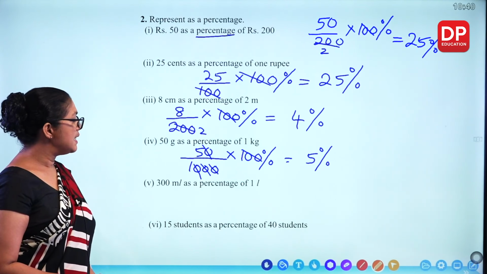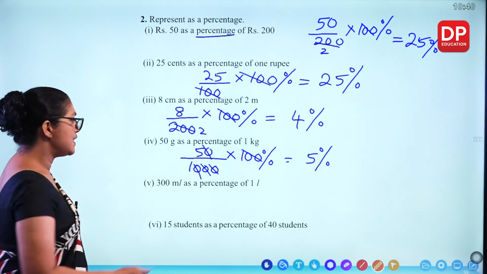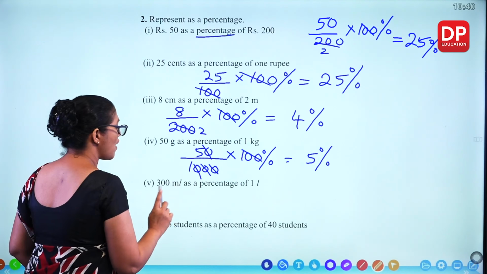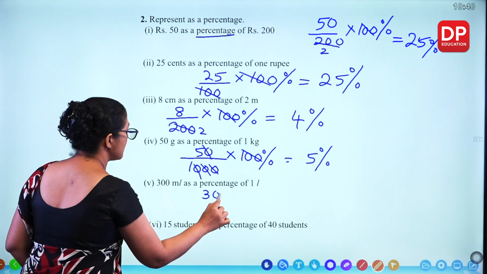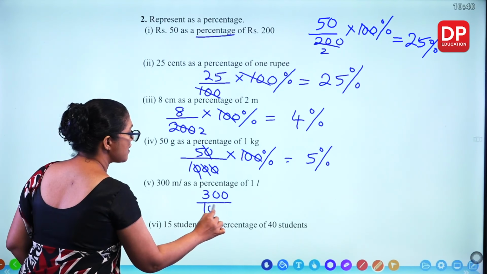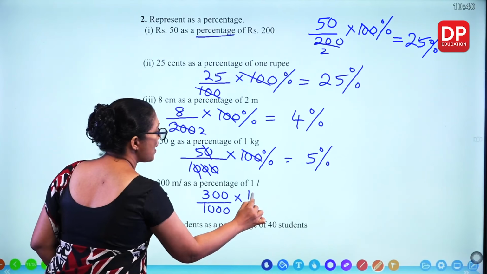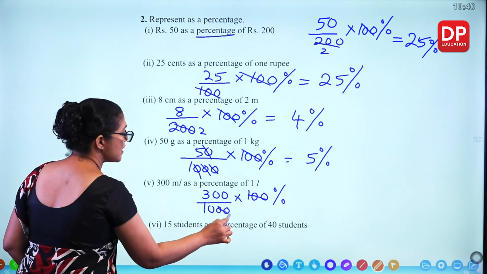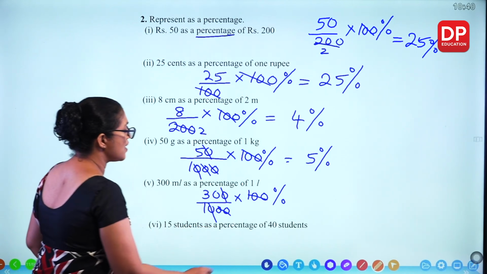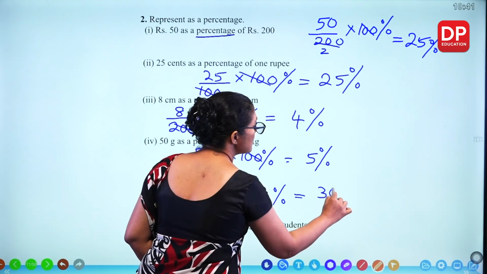300 milliliters as a percentage of 1 liter. How many milliliters for 1 liter? 1000. 300 divided by 1000 multiplied by 100. Two zeros get cancelled out, this one with this one. You get 30%.